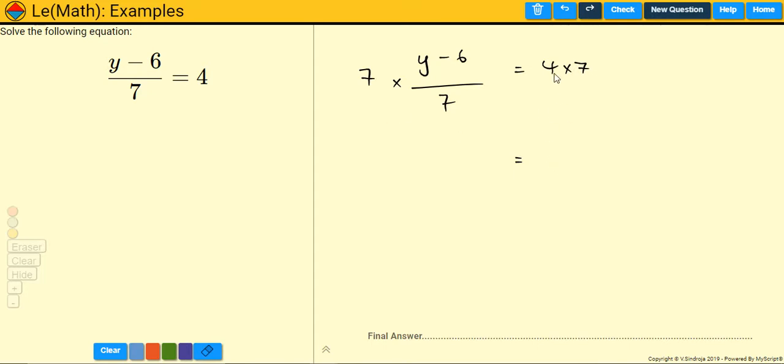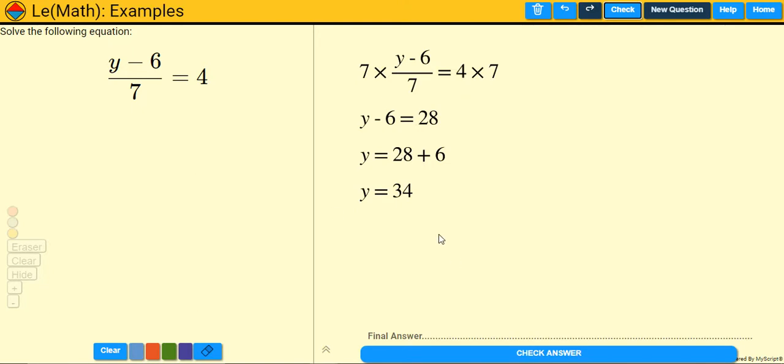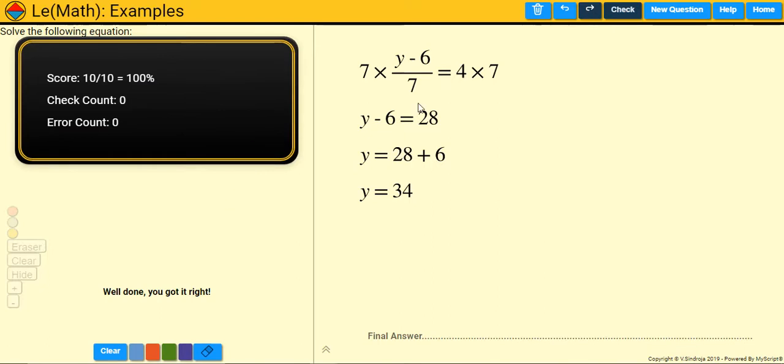So you get 4 times 7 on this side, which is 28. That 7 cancels that 7 out because it's the opposite operation. Dividing by 7 and times by 7 cancel out, and what you're left with is basically y take away 6. You're literally left with the top. Then what we need to do now is get rid of the 6, so we just add it to the other side. So y equals 28 add 6. Okay, well, what's 28 add 6? That's 34. And lo and behold, we need to check the answer. Press check, and there we go, we got it right. Okay, so no errors there.